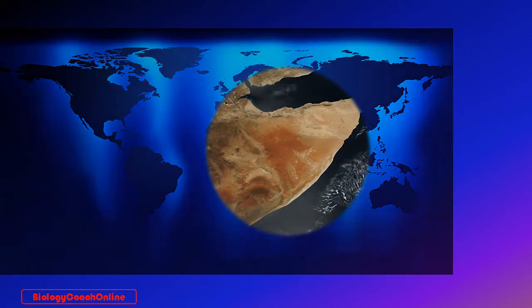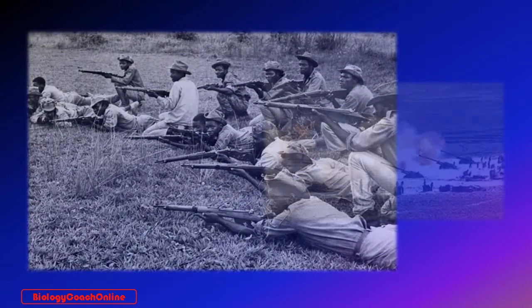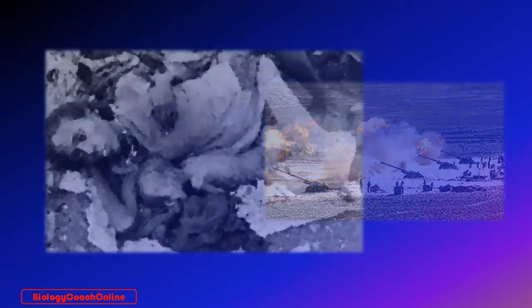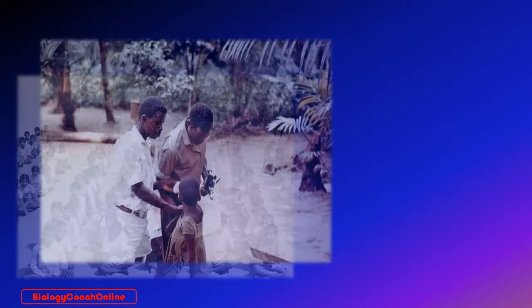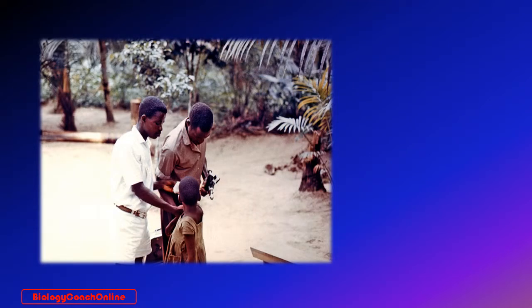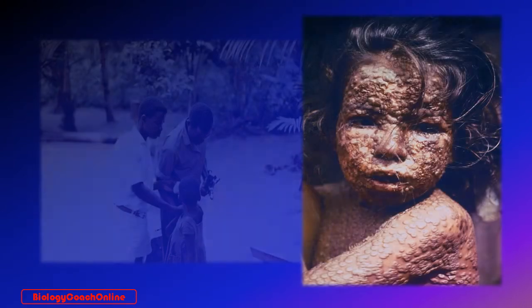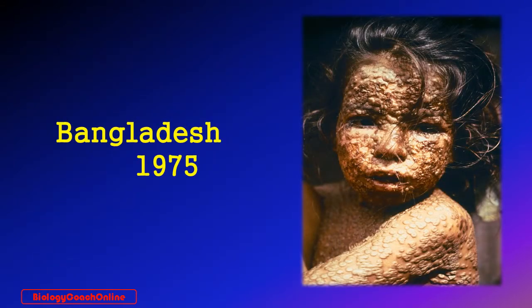Civil war and famine there made monitoring and containment of the disease and administration of vaccinations nearly impossible. However, a subsequent intensive surveillance, containment, and vaccination program was eventually implemented in that part of Africa. The last naturally occurring case of variola major was detected in October of 1975 in a 2-year-old Bangladeshi girl.